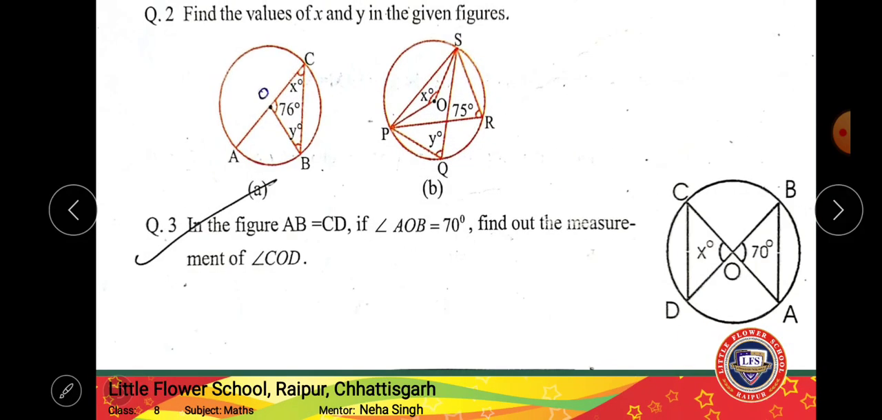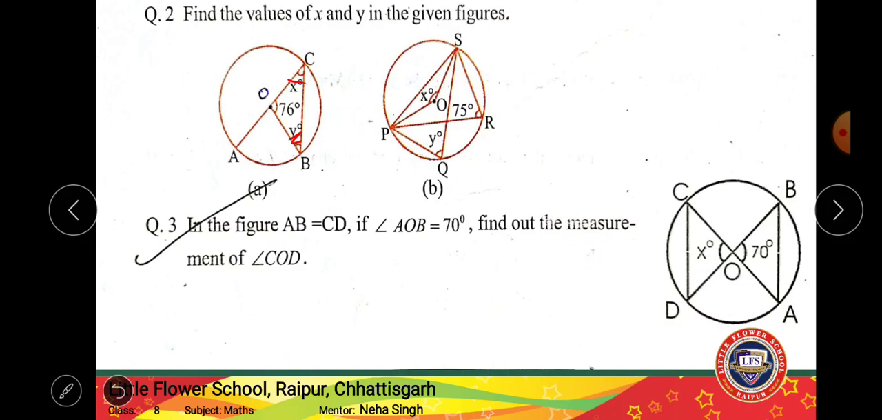First of all, this x will be equal to y. Just now we have seen that OB and OC are radii, and therefore they will be equal, because radii of the same circle are equal. Since the radii are equal, we can say x is equal to y, because again the same point applies: angles subtended by equal sides are equal.